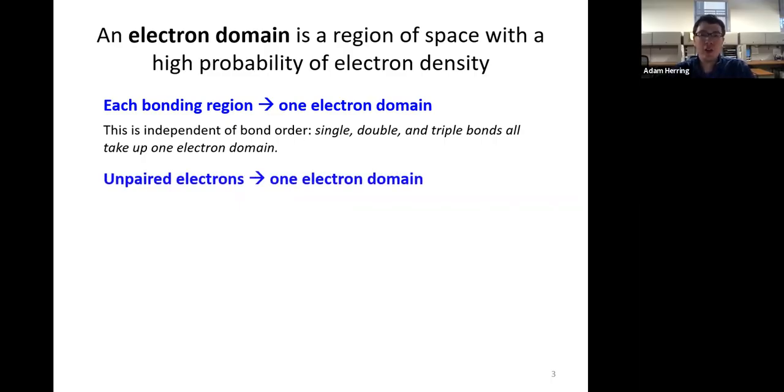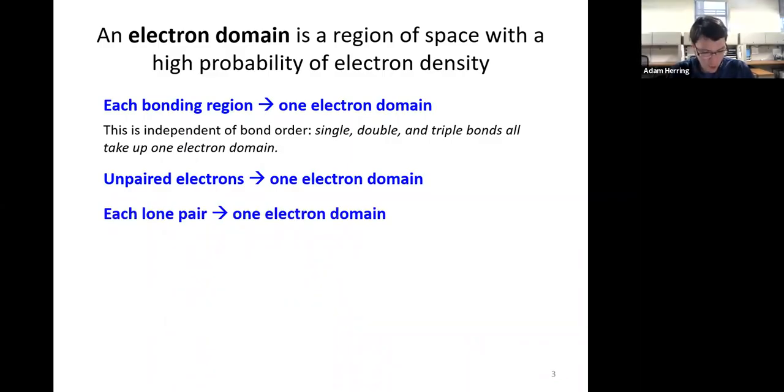Unpaired electrons also consist of an electron domain. And this could be whether you have a pair or a single electron. That's one electron domain. Likewise, lone pairs of electrons are an electron domain. So these two points here are essentially referring to just having a single electron versus a pair of electrons.